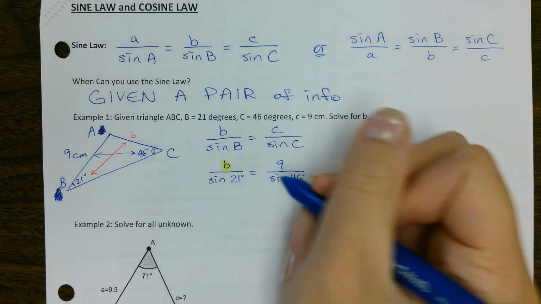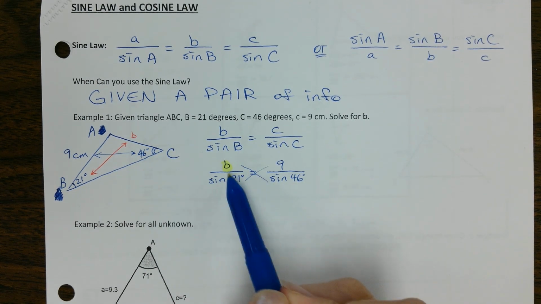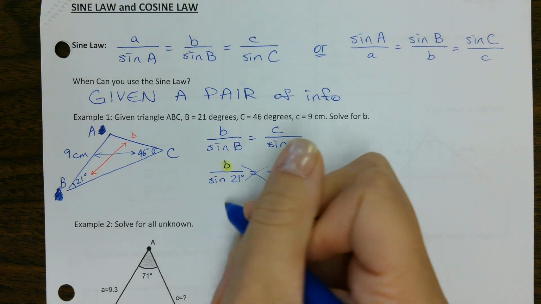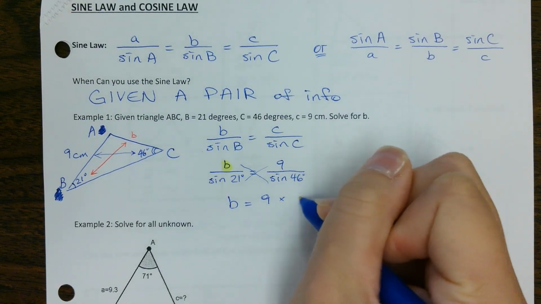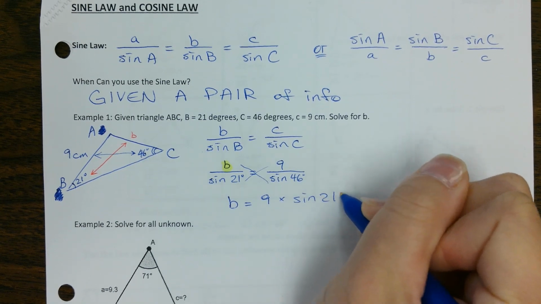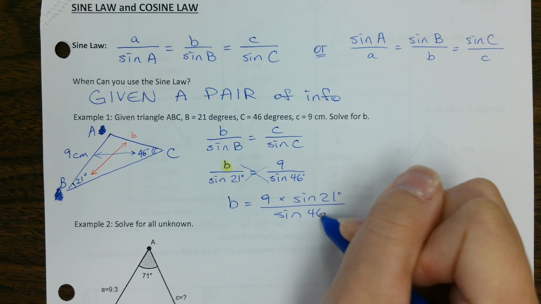Okay, cross multiply and divide. It's just a fraction equals another fraction. Sine 21, as you guys know, is just a 4 decimal place decimal. So cross multiply and divide. So b equals 9 times sine 21 degrees divided by sine 46 degrees.